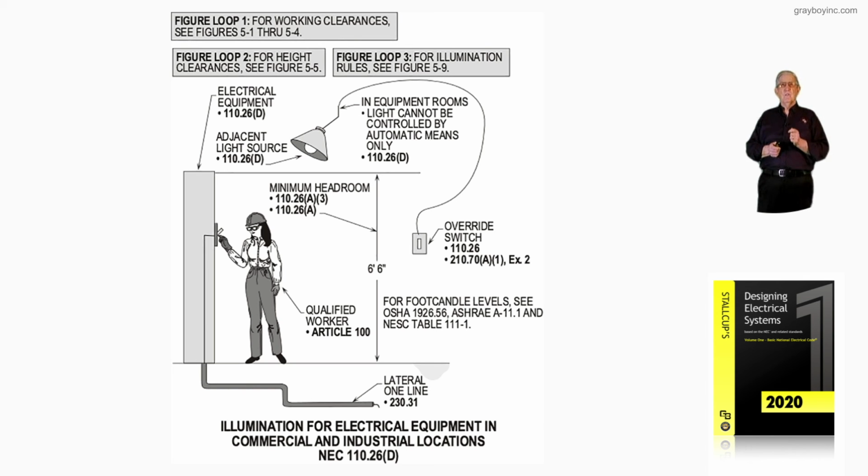210.70(A)(1) exception number 2. Now, this illustration, 11-21, is listing and outlining the requirements for illumination for electrical equipment located in commercial and industrial locations in accordance with NEC 110.26(D) as in dog.